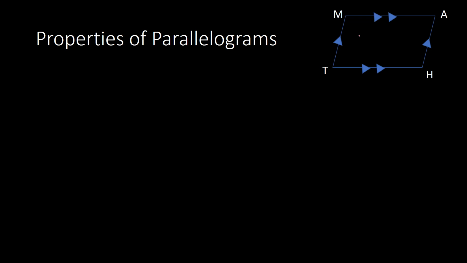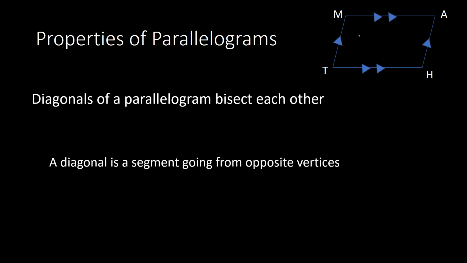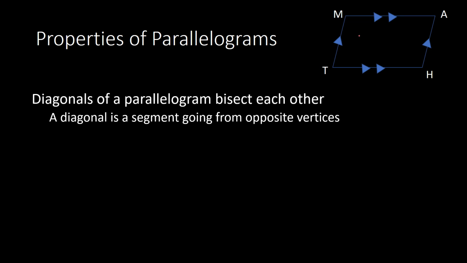A fourth property that we have with parallelograms is that the diagonals will bisect each other. Diagonals are segments that go from one vertex to the opposite vertex. So your diagonals in this case would look like this. And they meet here at point O. And so this property says that the diagonals bisect each other, meaning that MO right there and OH would be equal. Or you can say the segments are congruent. And then also TO equals OA. So TO and OA are the same measure.